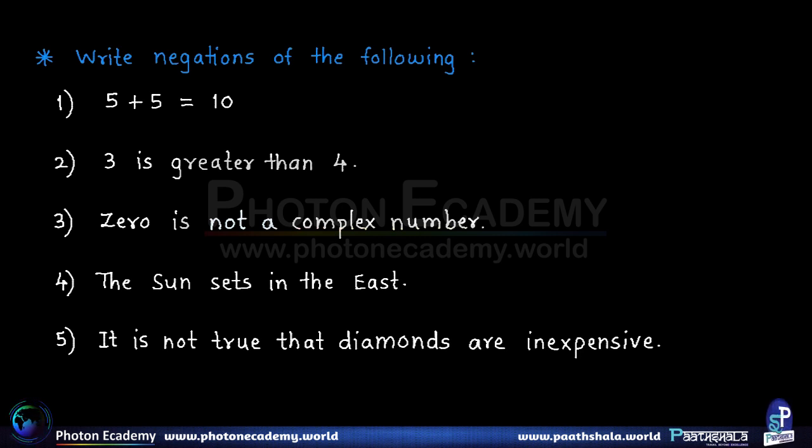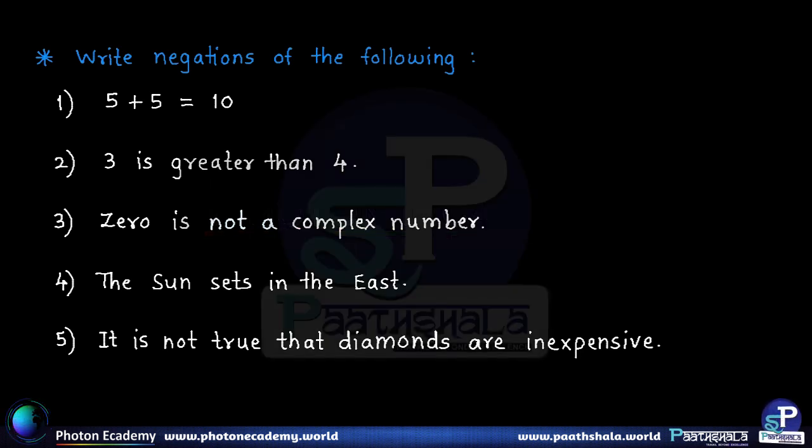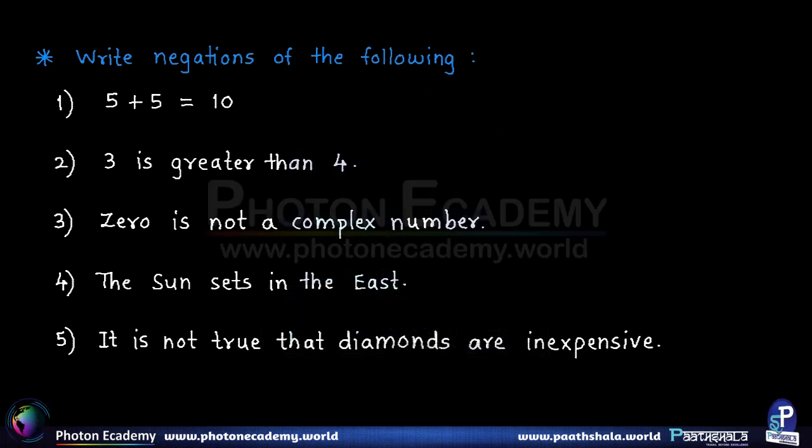Fourth one is the sun sets in the east. Now here we should not write that sun sets in the west, just because east and west are thought to be the opposite direction. But it is not quite sound to write that way. We just say that the sun does not set in the east. That's a simple way of writing the negation.